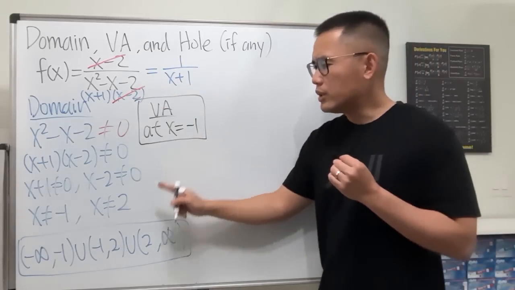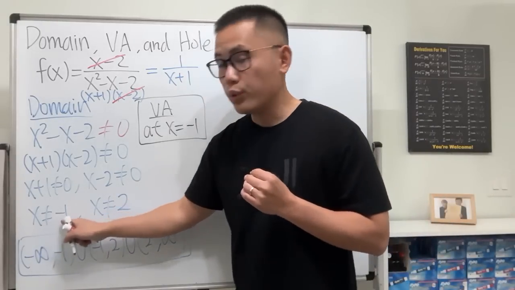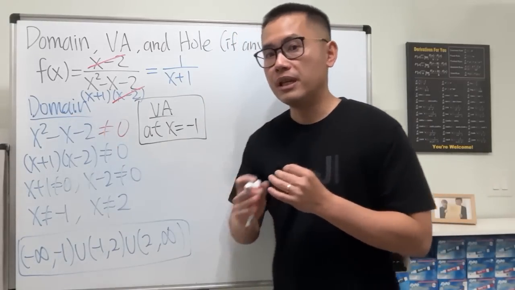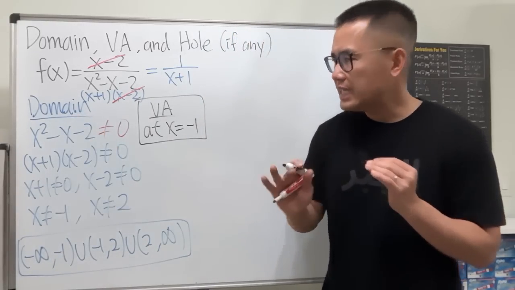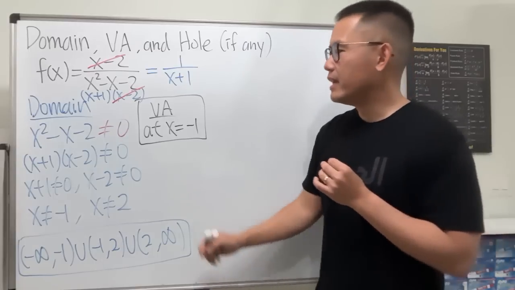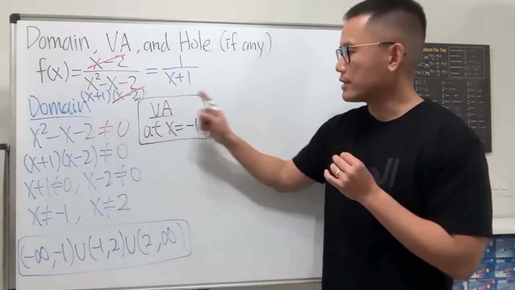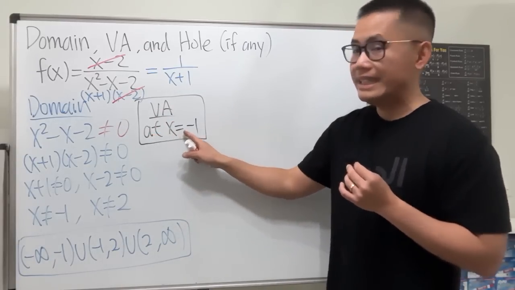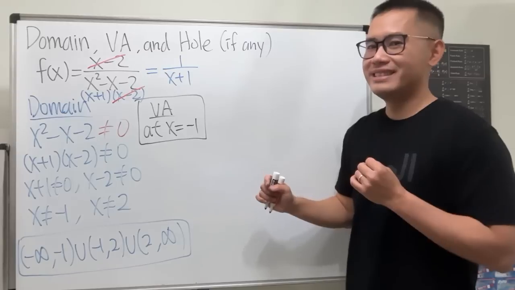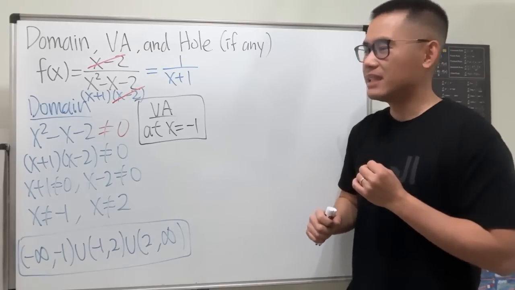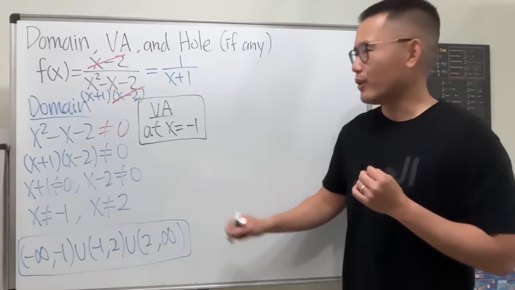Now, notice earlier I put x is not equal to negative 1 for the domain because you have to set the restriction of the x value that you cannot use. But to write the equation for the vertical asymptote, you write x equals whatever the number is. Now, how about the hole though?